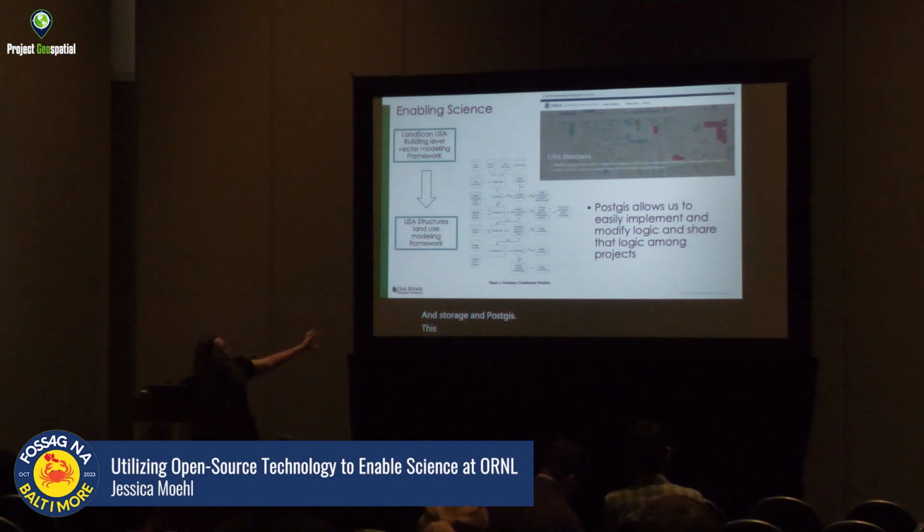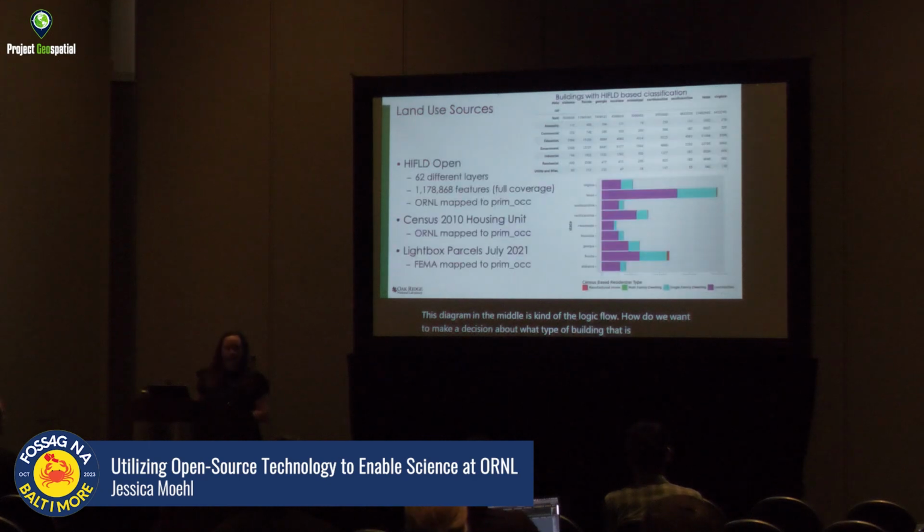This diagram in the middle is kind of the logic flow. How do we want to make a decision about what type of building that is? And PostGIS makes that just so easy. So these are just some of the data sources. HIFLD is an open federal government data set that has tons of different layers, and we can use census data for res non-res, and then parcel data from partnering with the federal government.